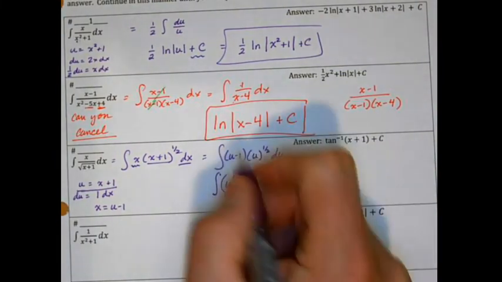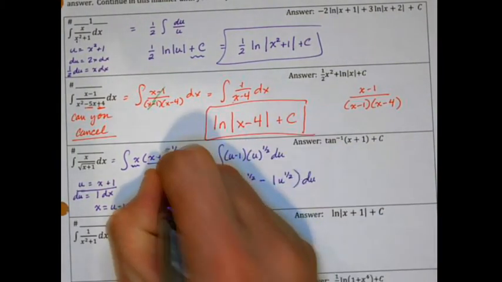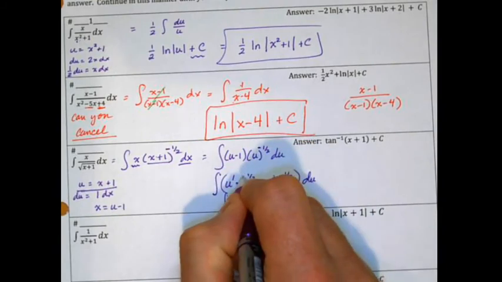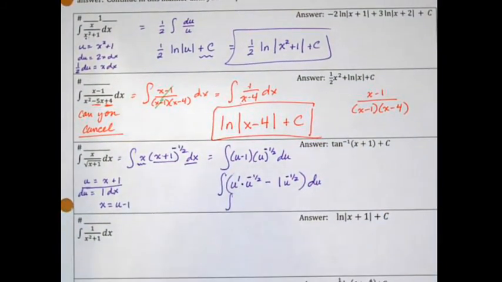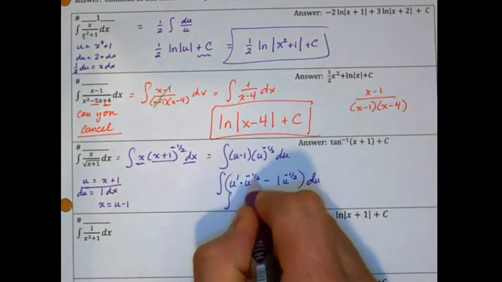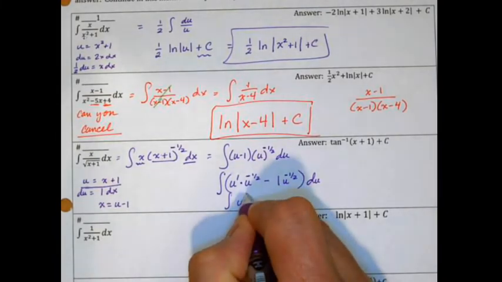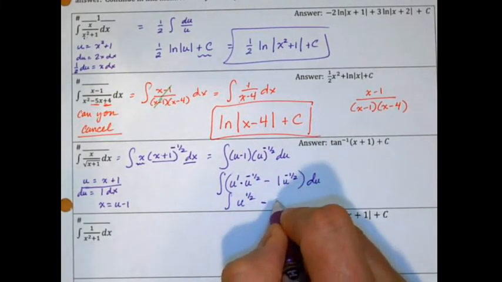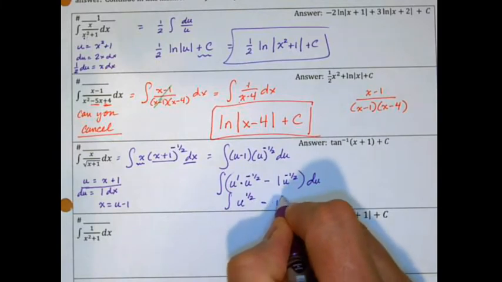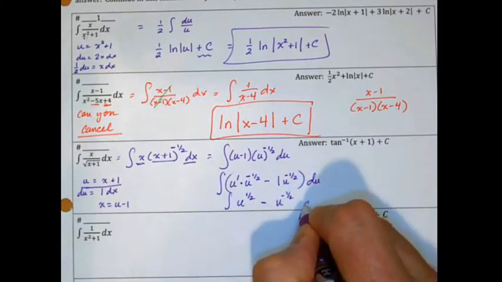Oh, I'm sorry. This is negative. Sorry, negative 1/2. I apologize. Yep, we got to carry that through. Alright, so u to the first, we can add those exponents. I'm going to get u to the 1/2, and this is going to be just minus u to the negative 1/2 du.